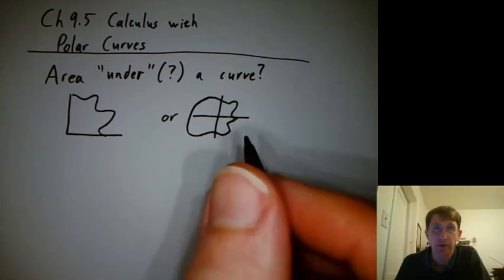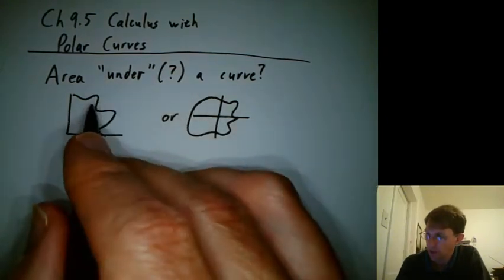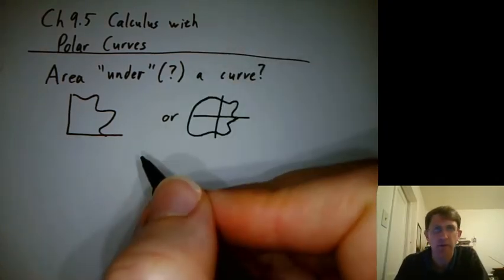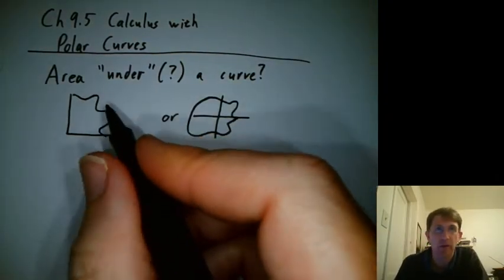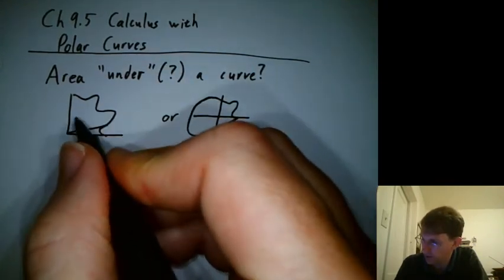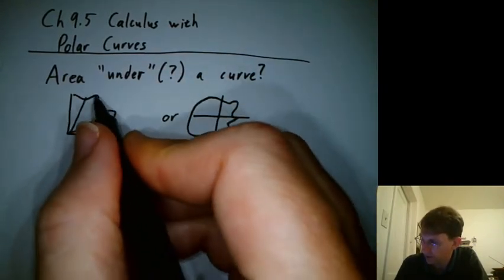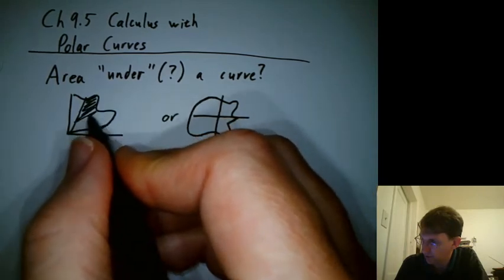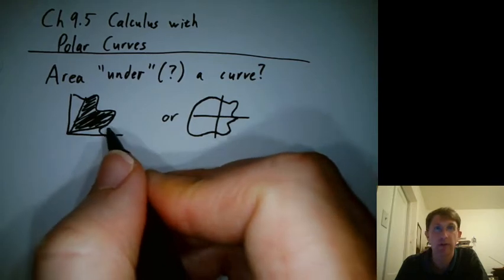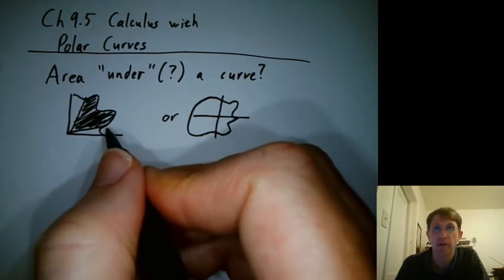Now let's do some calculus with polar curves. How about the area under a curve? We haven't thought about what that might mean yet. So here's a polar curve, and I might say, well, I want the area from like here to there. So if I fill that in, that's kind of the equivalent of area under a curve.